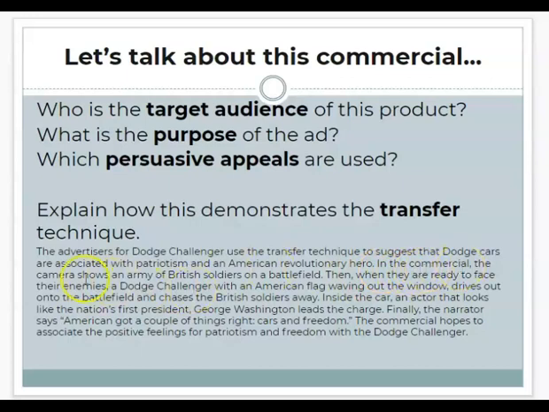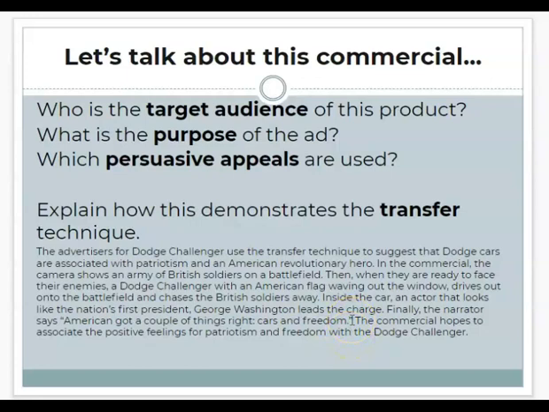In the commercial, the camera shows an army of British soldiers on a battlefield. Then, when they are ready to face their enemies, a Dodge Challenger, actually 3 Dodge Challengers, with an American flag waving out the window, drives out onto the battlefield and chases the British soldiers away. Inside the car, an actor that looks like the nation's first president, George Washington, leads the charge. Finally, the narrator says, Americans got a couple of things right. Cars and freedom. Ooh, that's pretty clear.